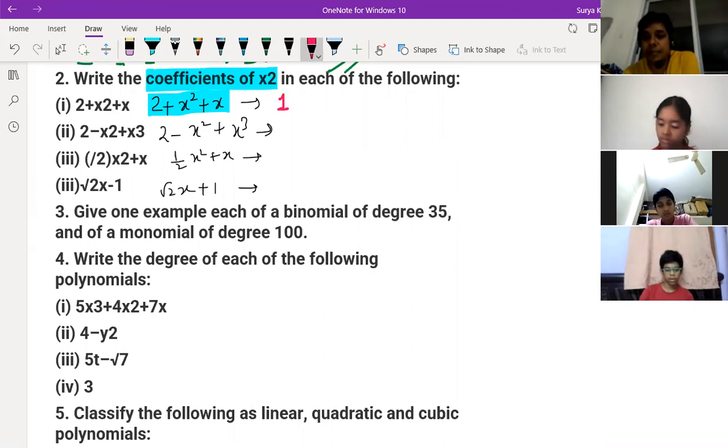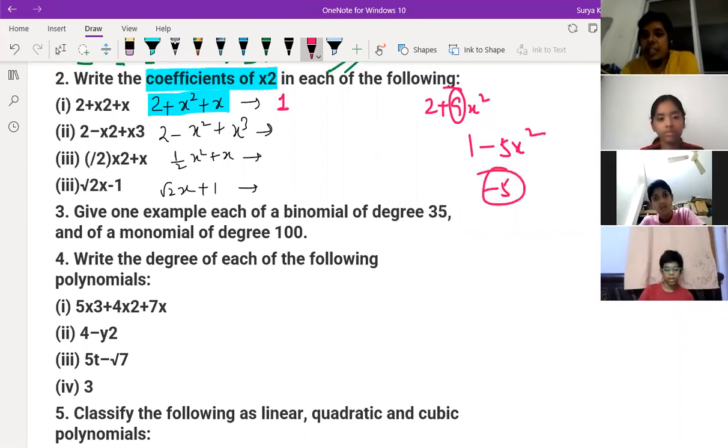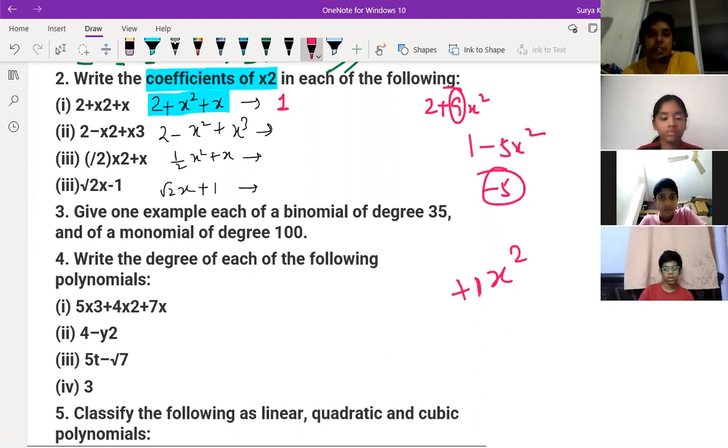1. Okay. If it is like 2 plus 9x square, then the x square coefficient is what? 9. If it is 1 minus 5x square, the coefficient of x square is what? Minus 5. Is it clear? Sir, if there is nothing, should we put 1? Yes. If there is nothing before x square, it is 1 only. 1x square is there. Okay.